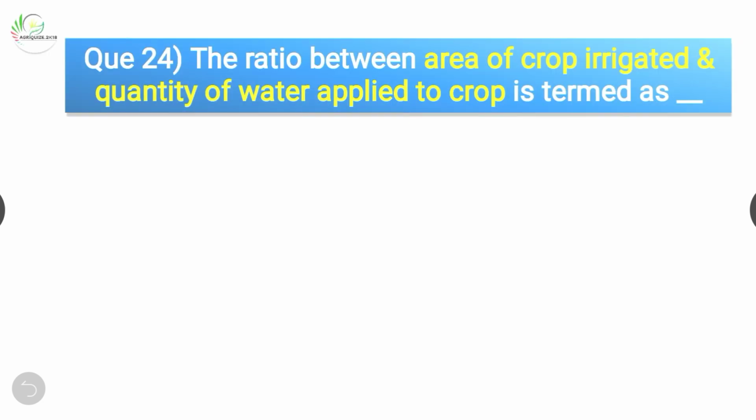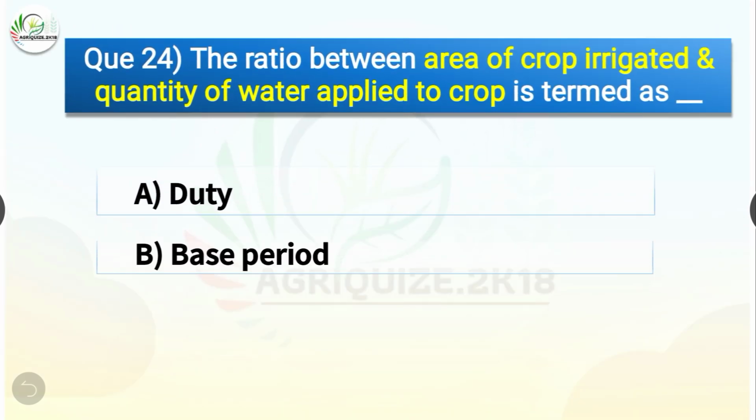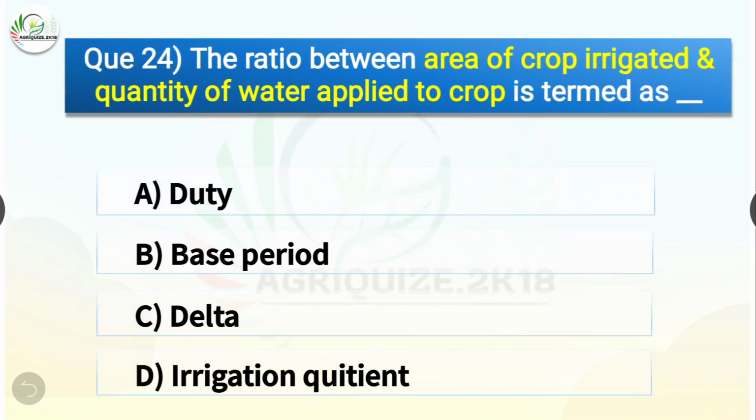Question number 24. The ratio between area of crop irrigated and quantity of water applied to crop is termed as dash. The options are duty, base period, delta or irrigation quotient. The correct answer is option A, duty. So the ratio between area of crop irrigated and quantity of water applied to crop is termed as duty.